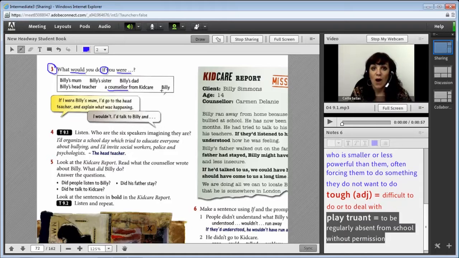So after you've done that, now you know who you need to imagine to be, and then the task is, what would you do if you were that person? Look at the example. If I were Billy's mom, I'd go to the head teacher and explain what was happening. We've already mentioned that the used structure here is the second conditional. Now, do you still remember how to form a second conditional sentence?